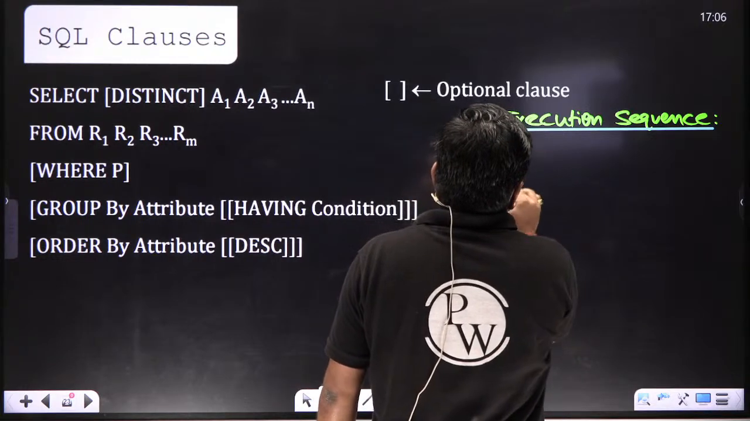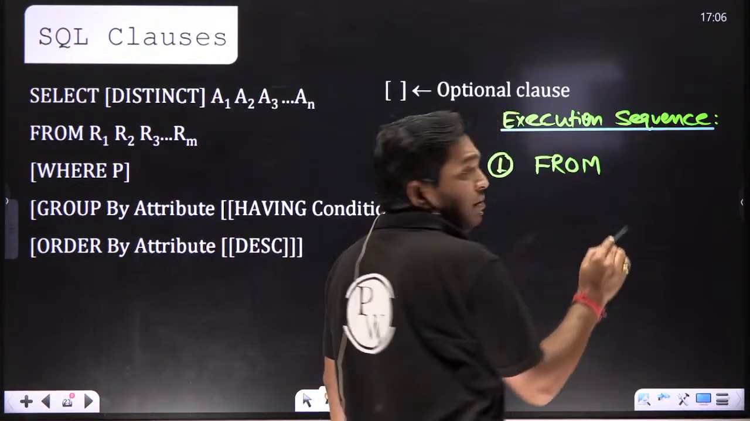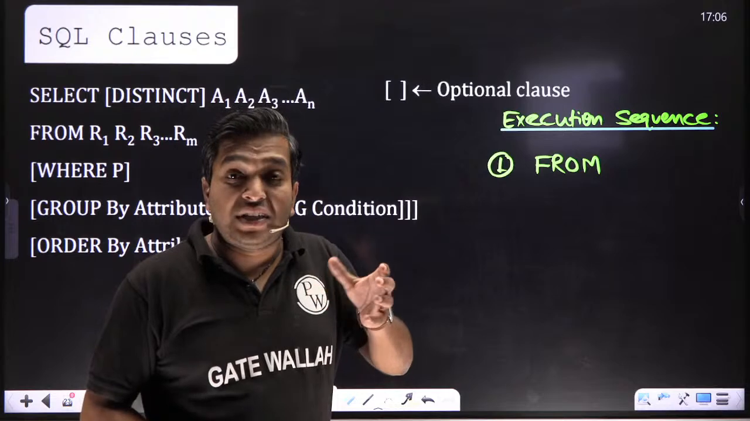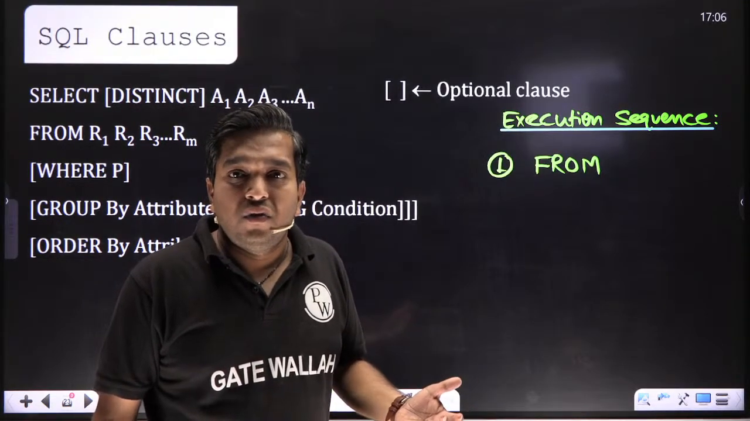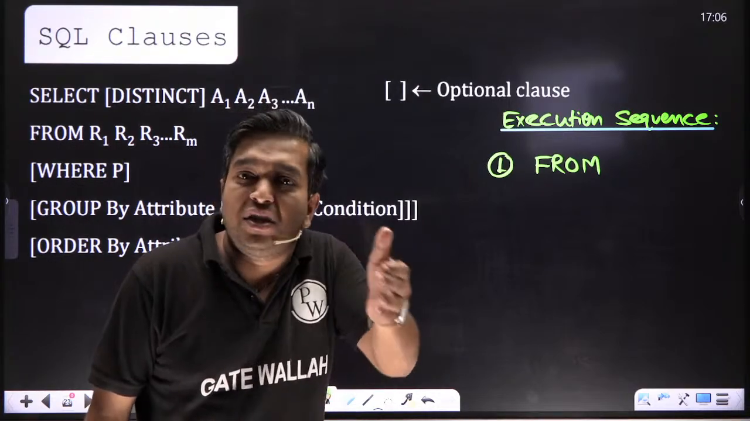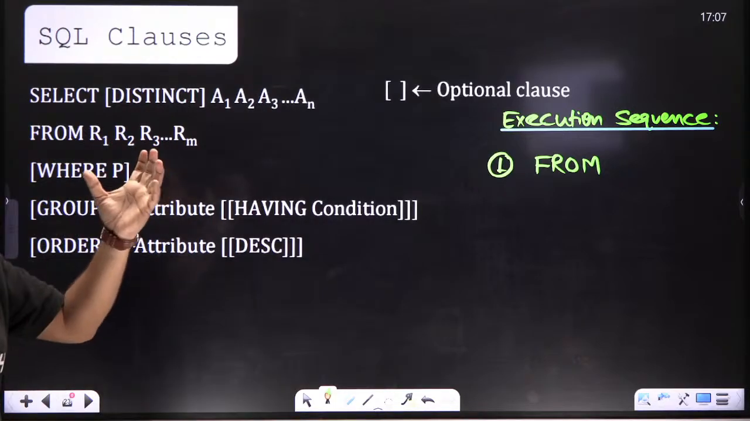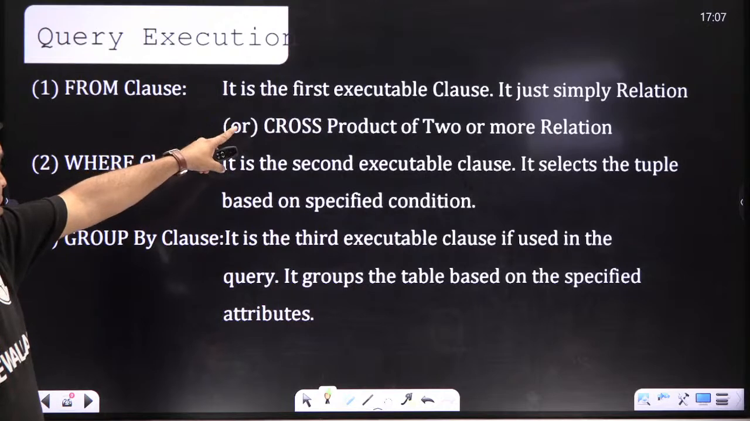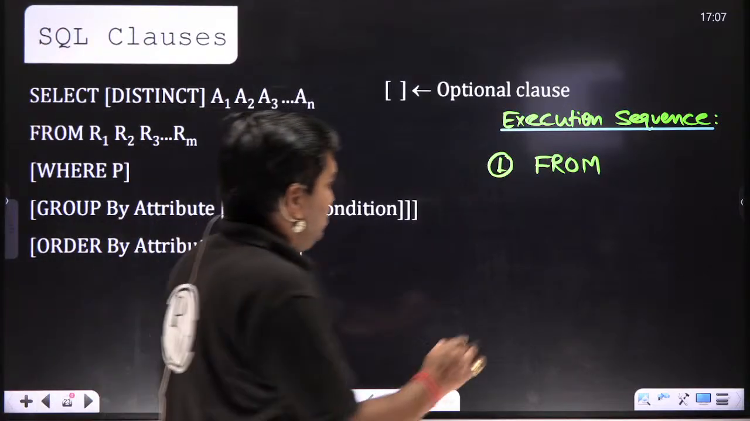The first clause you will get is from. Why? Very good beta, God bless Sham. If I am telling you to tell me who is getting marks greater than 9, what is your first statement? Sir, please give the table, give the data. So from is the first clause in which you will get the data. From is the first clause in which you will get the relation or cross product of the relations, children.